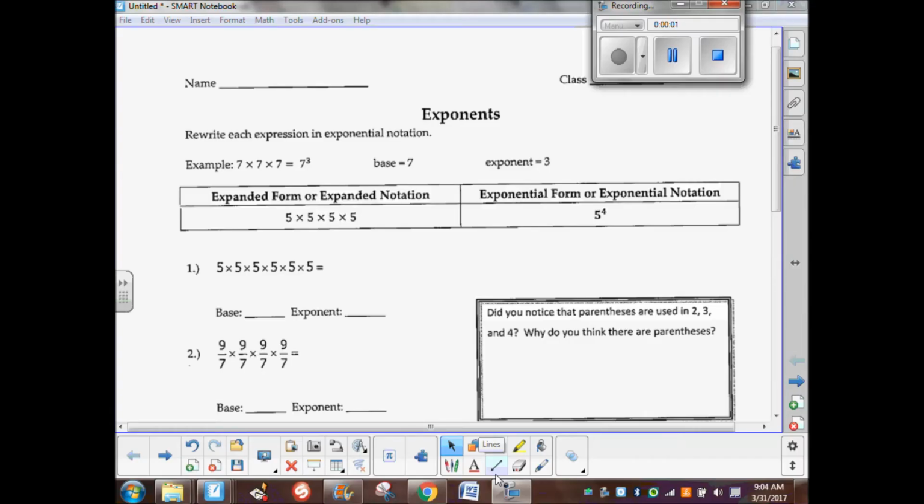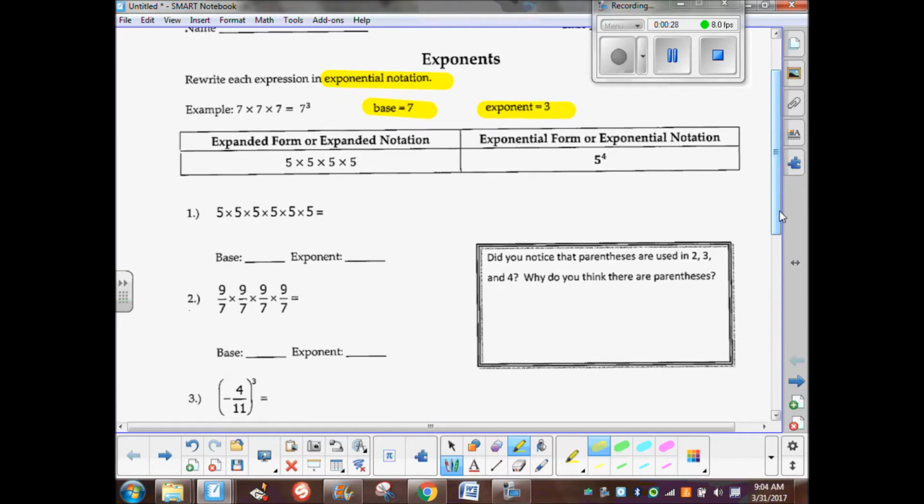So, exponents. It says rewrite each expression in exponential notation. So we've got to talk about some things here. The first example says 7 times 7 times 7, which is equal to 7 to the third. An exponent is just a shortcut to writing out a list of multiplication. That's all it is. So the base is 7, and the exponent's 3. Nothing earth-shattering there.